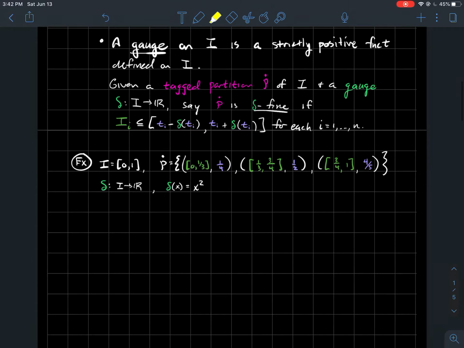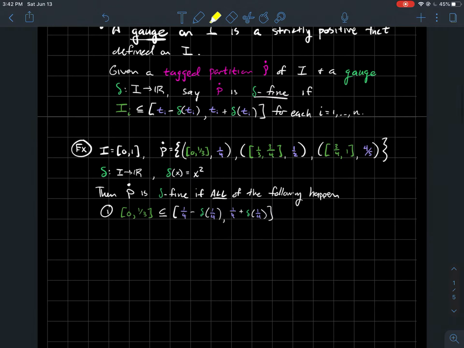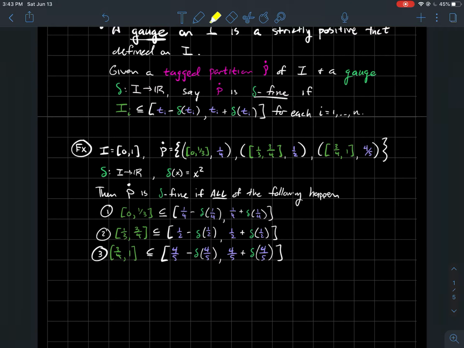So now I want to think about whether this P dot is delta fine for this function delta. How would you check that? I need this to happen for each subinterval in the partition. P dot is delta fine if all of the following happen. Number one, the first subinterval in my partition is within this window around the tag 1/4. Number two, the second subinterval in my partition is within this window around the tag 1/2. And number three, the third subinterval, the last one, is within this window around its tag in that partition there.